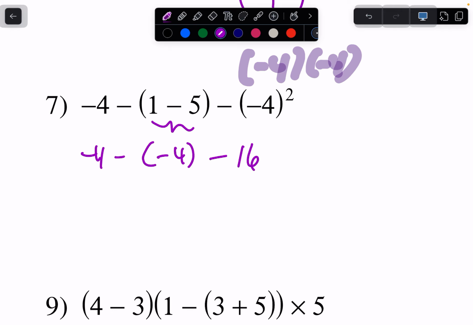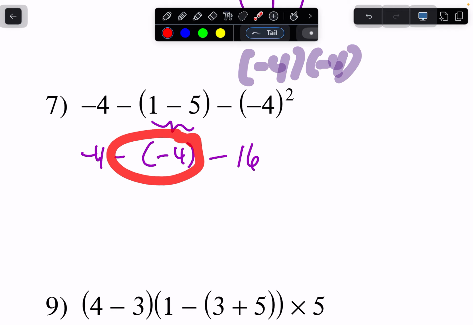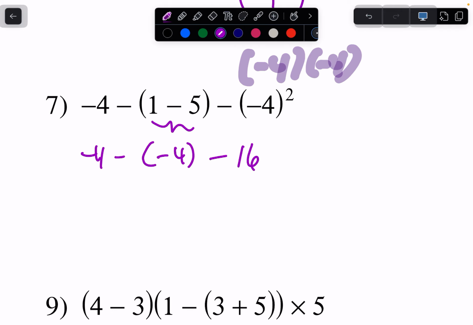So there is a hidden kind of multiplication here. 2 negatives multiplied together, since they're sitting next to each other, becomes a positive 4. And then the positive 4 and the negative 4 cancel, minus 16 is negative 16.